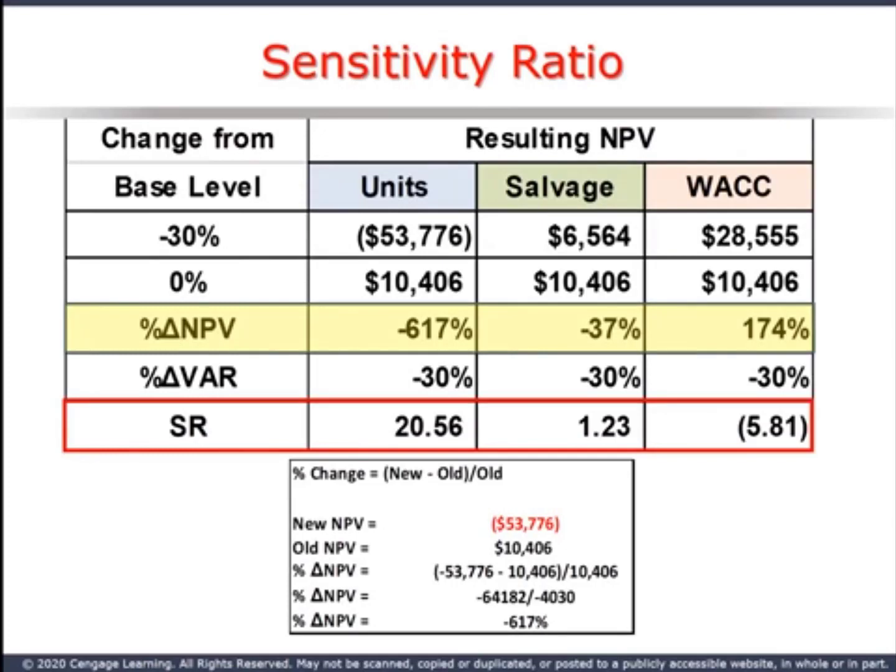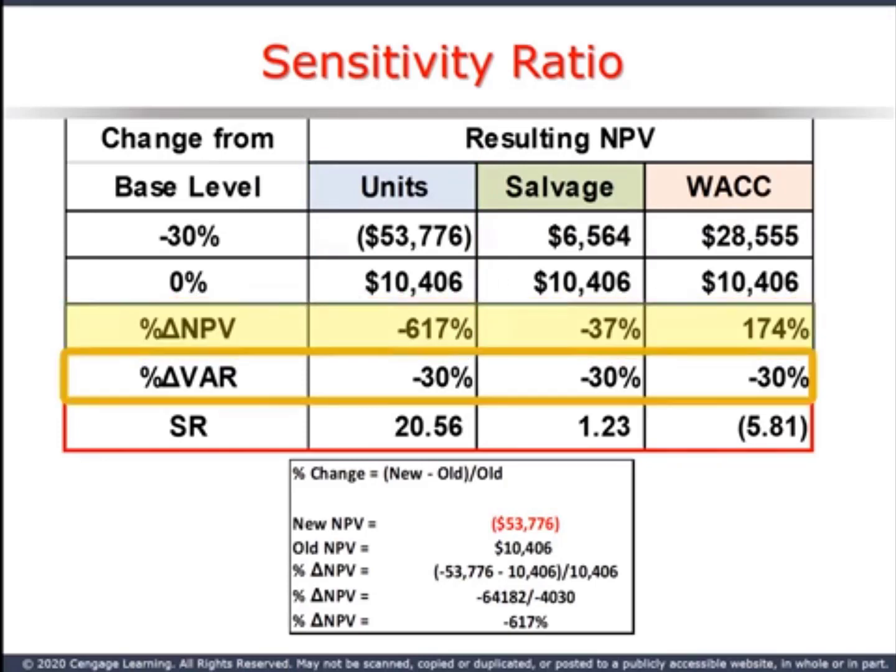For our project, let's let each of our variables of interest change by a negative 30%. These numbers come directly from the larger table. The percent change is equal to quantity new minus old divided by old. For example, for units, minus 53,776 minus 10,406 divided by 10,406 is equal to a minus 617, minus 617%. Repeat this for salvage value and cost of capital.